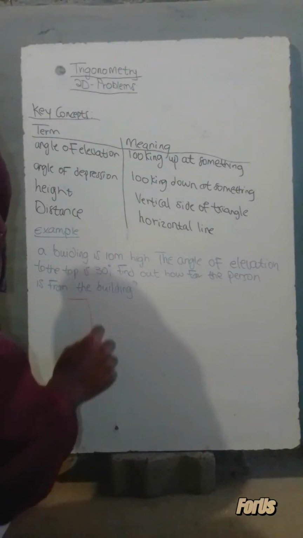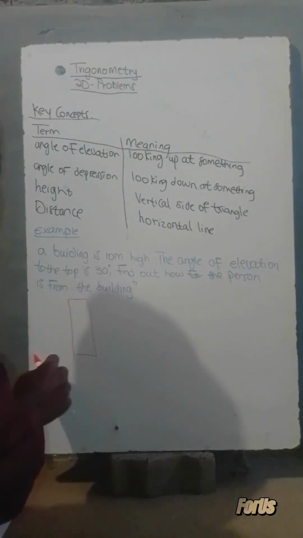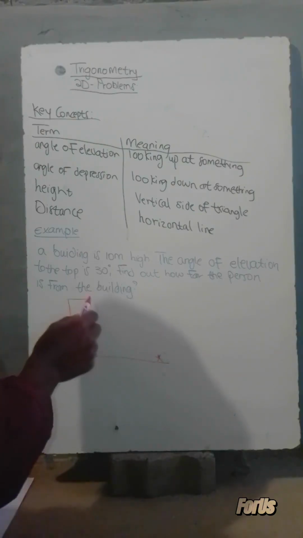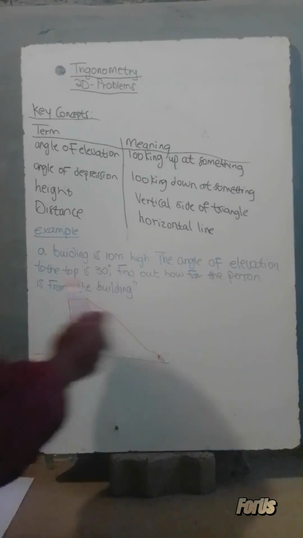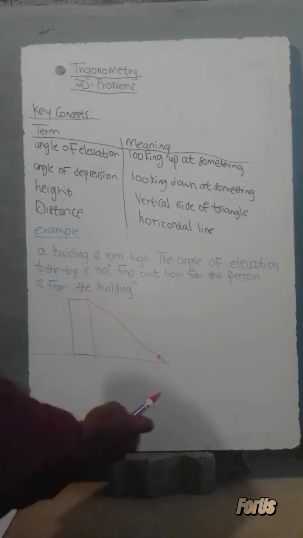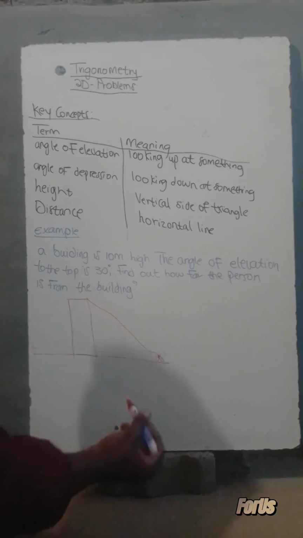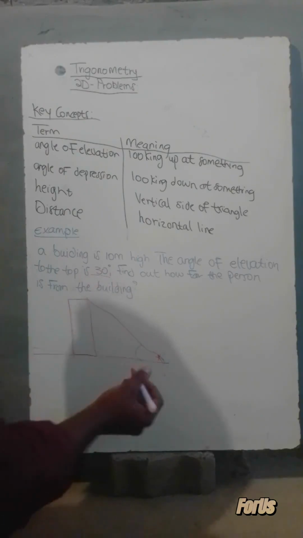This is the building. This is going to be the ground. And we have a person here. The person is here, and this person is looking here at the top of this building. And again, we're given that the angle of elevation to the top is 30 degrees. We know that the angle of elevation is the angle that is formed when you're looking up at something from a horizontal line. And that angle is going to be here, which is 30 degrees.